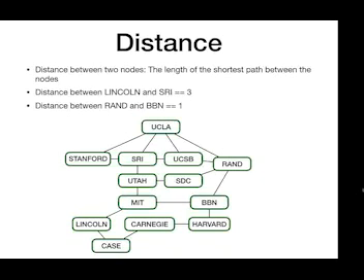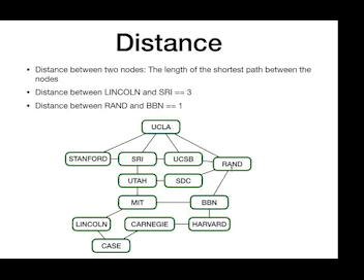Distance between two nodes is the length of the shortest path between those two nodes. So we say Lincoln and SRI. These two nodes are distance 3 from each other because the shortest path between these two nodes has length 3. So we can go Lincoln, MIT, Utah, SRI. 3 edges to get from one to the other, but there does not exist a shorter path. There are no paths of length 2, there are no paths of length 1. That's the shortest path between Lincoln and SRI, so the distance between those two nodes is 3.